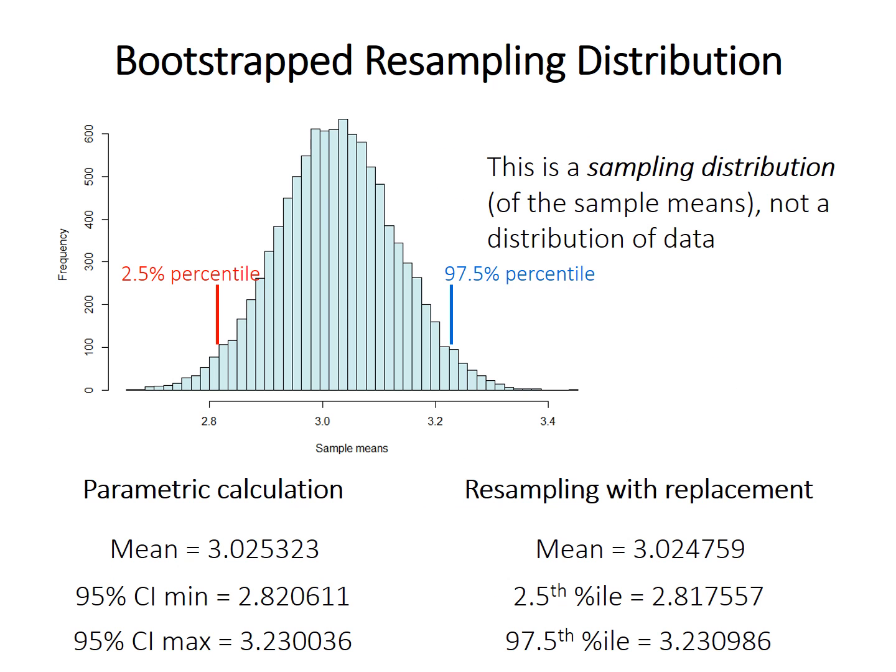So the bootstrapped resampling distribution will look something like this. This is basically taking 10,000 random samples from our single data set, but sampling with replacement. Just to compare, if you calculate the mean and the 95% confidence intervals using our parametric methods that you've used before, you get values like 2.82 and 3.23 for the confidence interval.